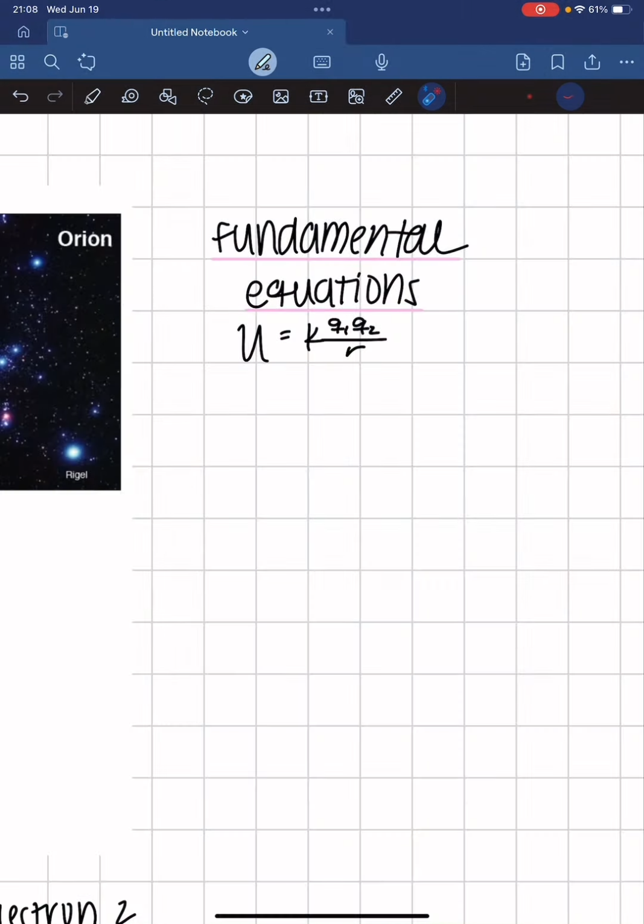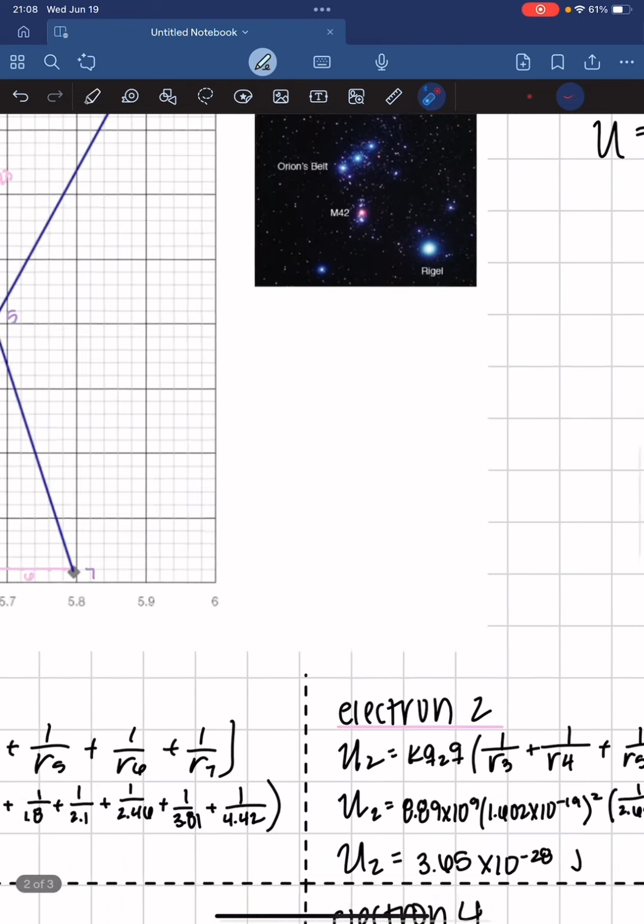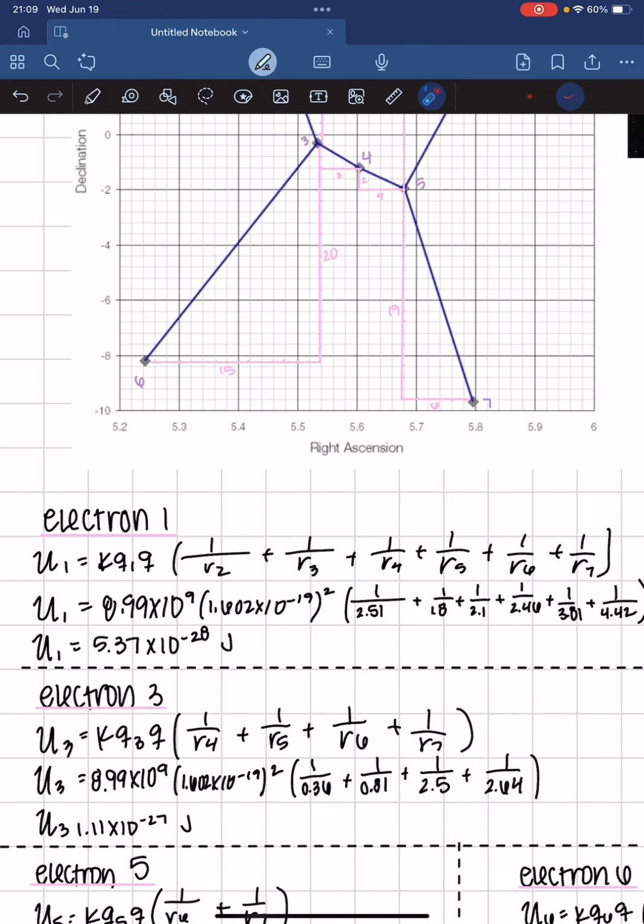The fundamental equation I used in this problem is U equals K times Q1 times Q2 over R, where U is the potential energy, Q1 and Q2 are the charges of the electrons, and R is the distance between them. This is my process for each electron.